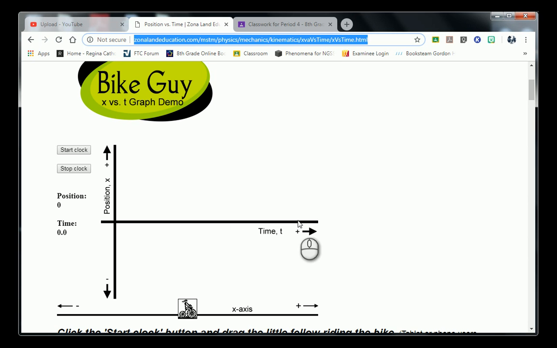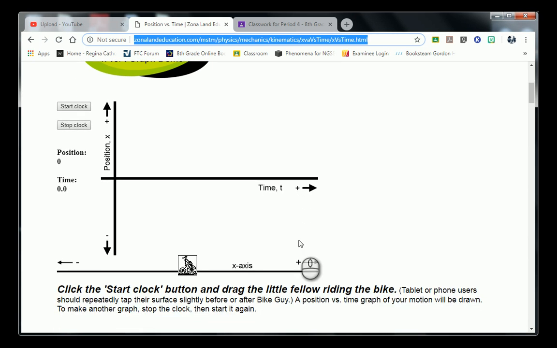So what I'm going to do down below here is move a little person on a bike around. And basically what I would like you to do is something similar, and then create a story that goes along with that. When you are doing this, going from one position to the next position, you're going to tell me what happened to the graph in terms of its slope.